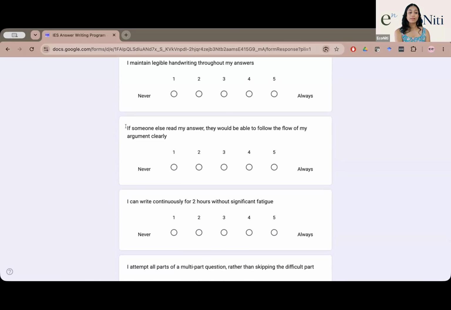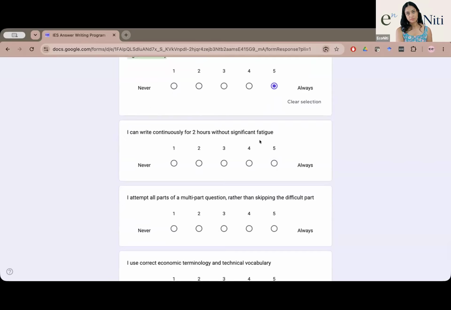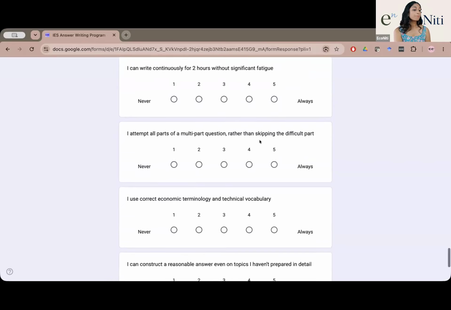If someone else read my answer, they would be able to follow the flow of my argument clearly. Very important कि ऐसा ना हो कि तुमने लिख तो सब दिया है बट उसमें कुछ आर्ग्यू करना था और जो पढ़ रहा है उसका सर गर्म हो जाए कि भाई ये कहना क्या चाह रहे हैं. You have to again get to always over here. I can write continuously for 2 hours without significant fatigue, right?